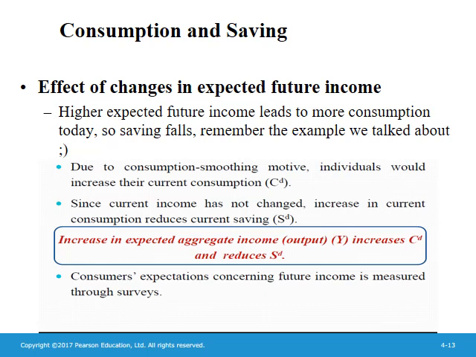So the current income is still fixed, and therefore when we expect a future increase in our income, we increase our consumption, but we have no other way out. We have to decrease our savings. And then moving again to the aggregate level, we can easily jump with confidence to this conclusion that the increase in expected aggregate income, Y, increases CD, but reduces S, the desired savings.